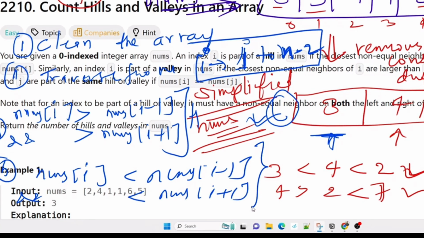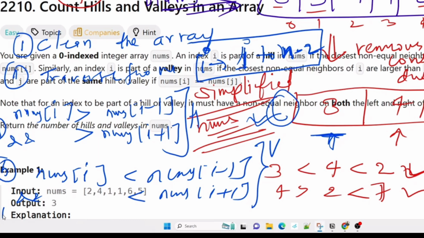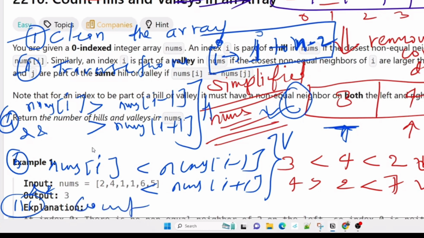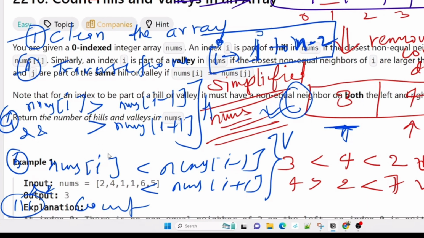Now, in the third step, first step done, second step done, what we need to do is just count. We just need to increment the count each time we find a hill or valley, and return the count.